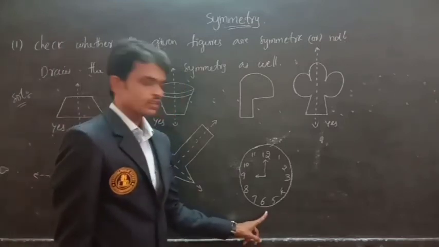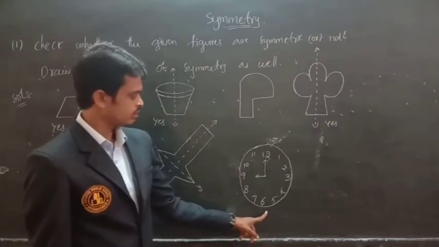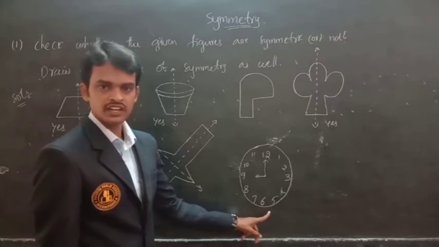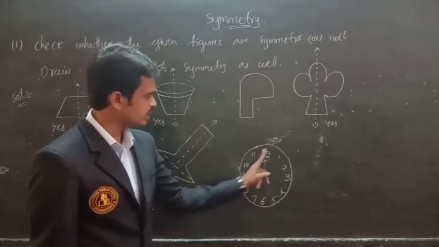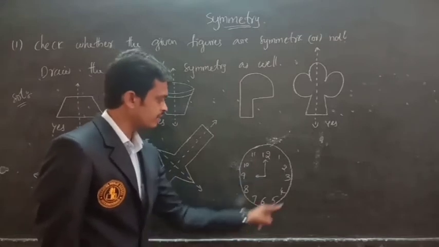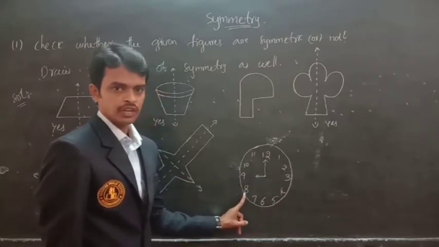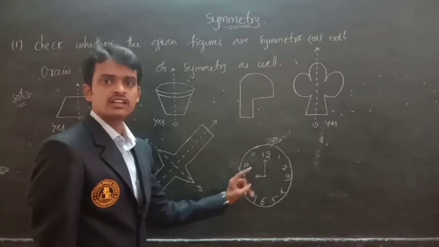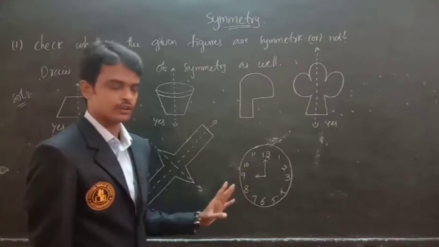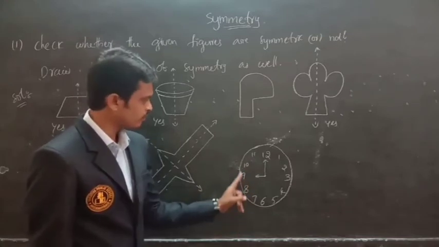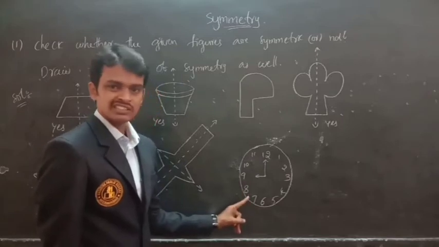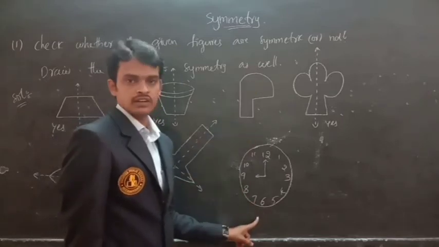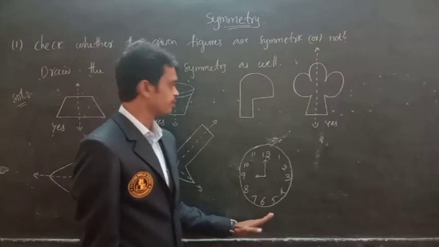Here this is a clock. Is it a symmetrical figure? No, because the numbers are there. Here we can't divide it as a symmetrical figure. If we were given an empty circle, yes, we could divide it symmetrically. But the clock we can't divide as a symmetrical figure, so it is not a symmetrical figure.